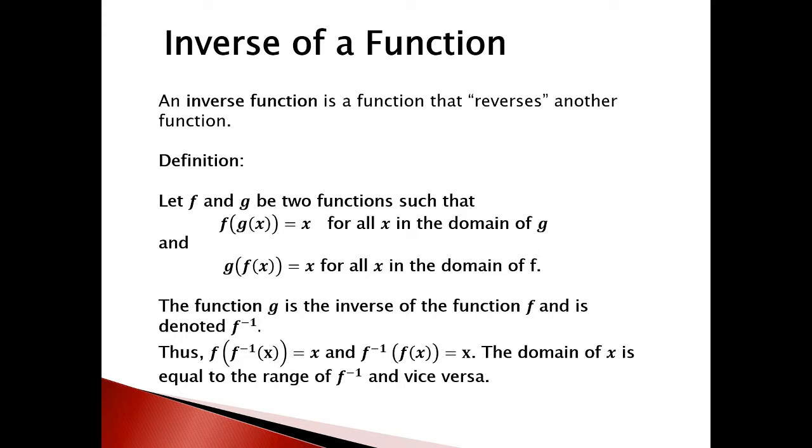Let f and g be two functions such that f of g of x equals x for all x in the domain of g, and g of f of x equals x for all x in the domain of f. The function g is the inverse of the function f and is denoted as f inverse. Thus, f of f inverse of x equals x and f inverse of f of x equals x. The domain of f is equal to the range of f inverse and vice versa.